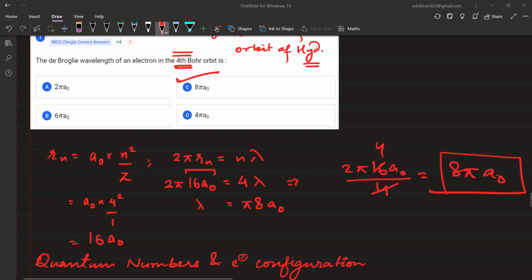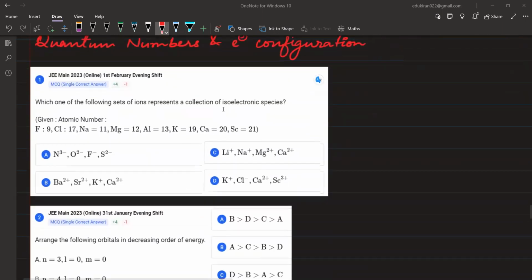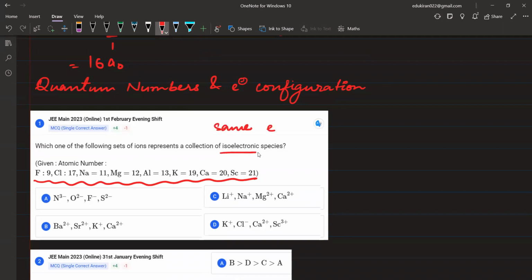Okay. Next, we have quantum numbers and electronic configuration. इसमें there is no theory. I hope quantum numbers और electronic configuration में as soon as you see the question, हopefully आपको आ जाना चाहिए. So starting with this particular thing, isoelectronic configurations, isoelectronic species. You have been given all the atomic numbers और आपको यहाँ पे बताना which of them are isoelectronic. Isoelectronic means same number of electrons.